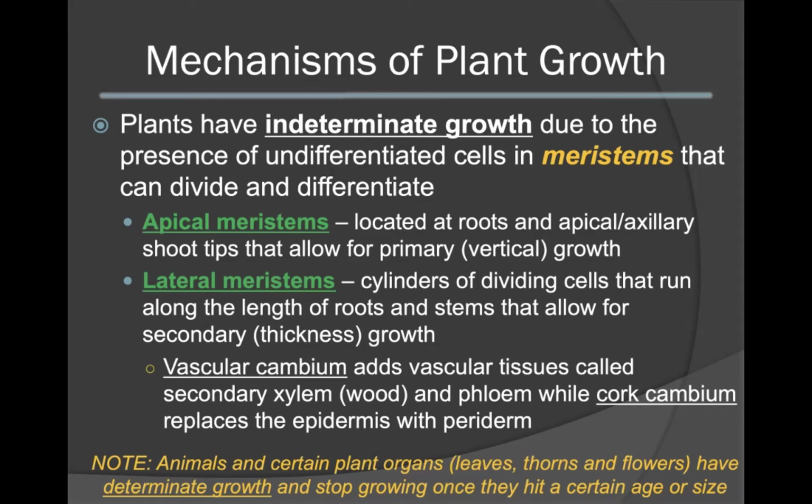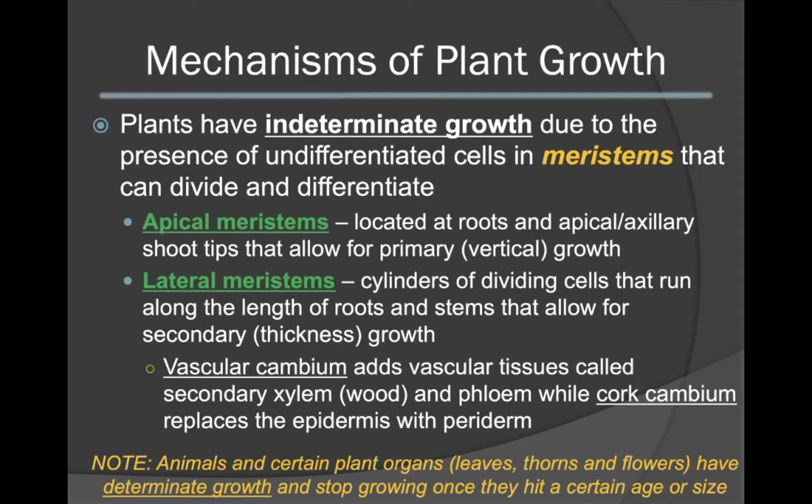These regions of indeterminate growth are located in the apical and lateral meristems. The apical meristems contribute to the vertical growth of the plant. Thus, they are located at the roots as well as the apical or axillary shoot tips. Lateral meristems are responsible for the secondary growth or thickness of the plant. These consist of cylinders of dividing cells that run along the length of the roots and the stems.